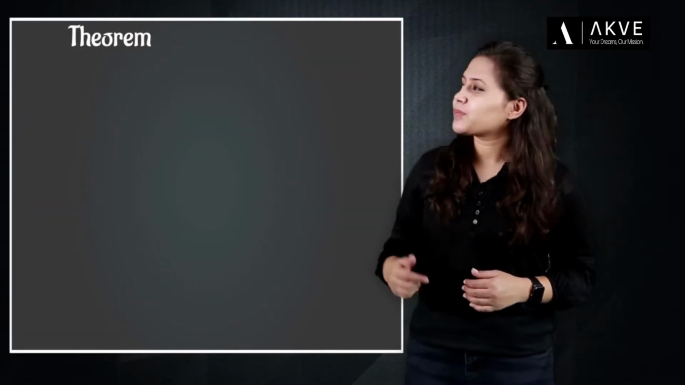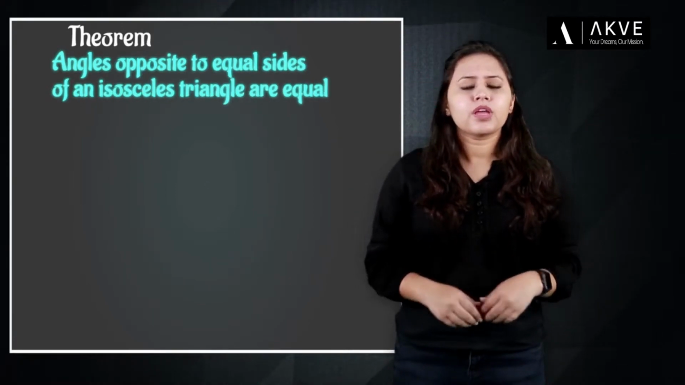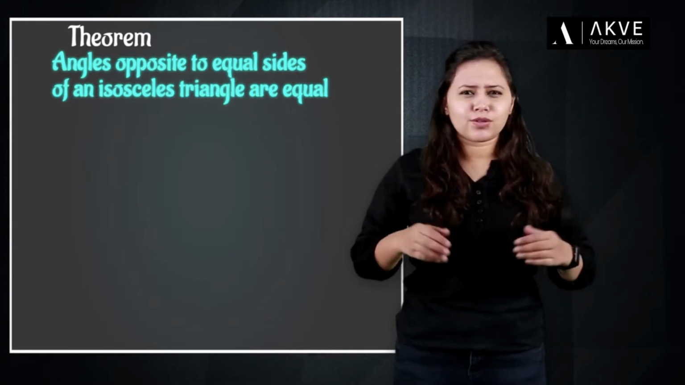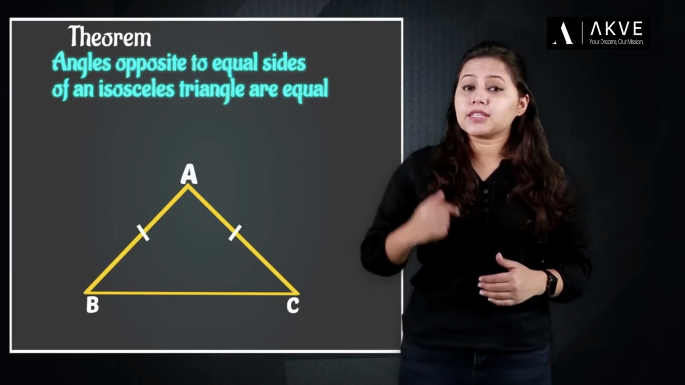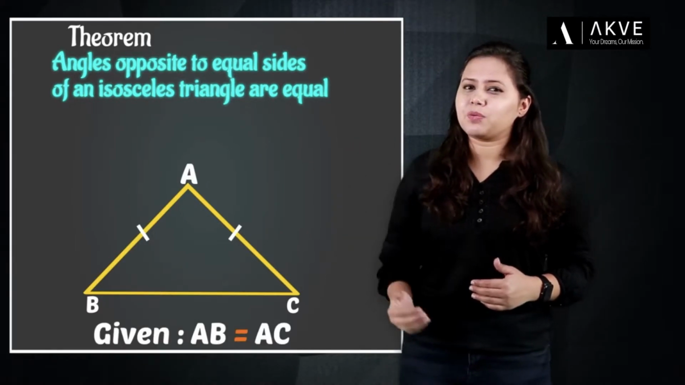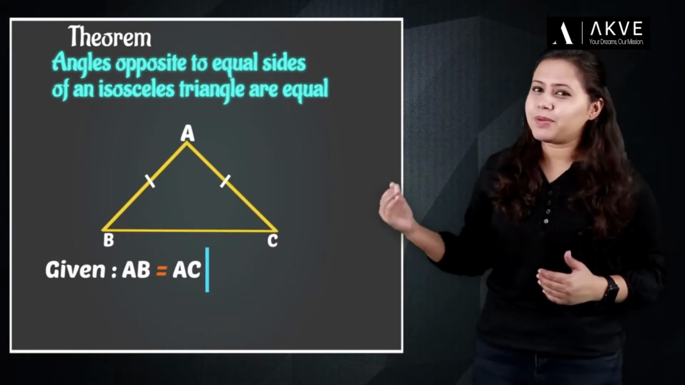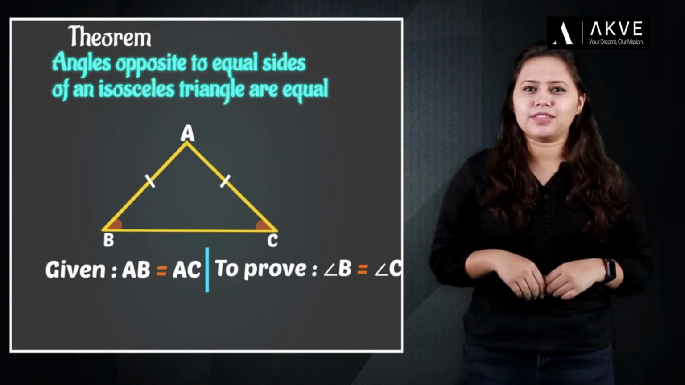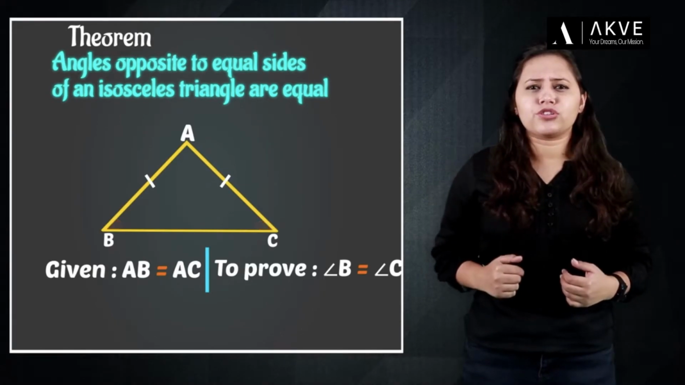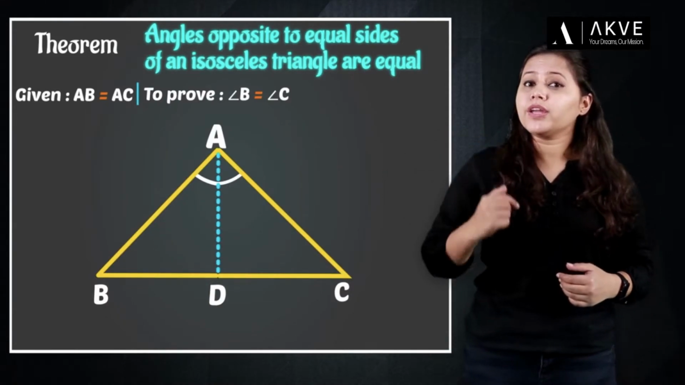So let's take what we need to prove as a theorem and state it as angles opposite to equal sides of an isosceles triangle are equal. In order to prove this, we need an isosceles triangle. Say this one. Since it is given that ABC is an isosceles triangle, AB is equal to AC. Here, the angles opposite to these sides are angle B and angle C. And we have to prove that angle B is equal to angle C. So let's begin with a simple construction. Let's draw the bisector of angle A and let D be the point where it meets BC.